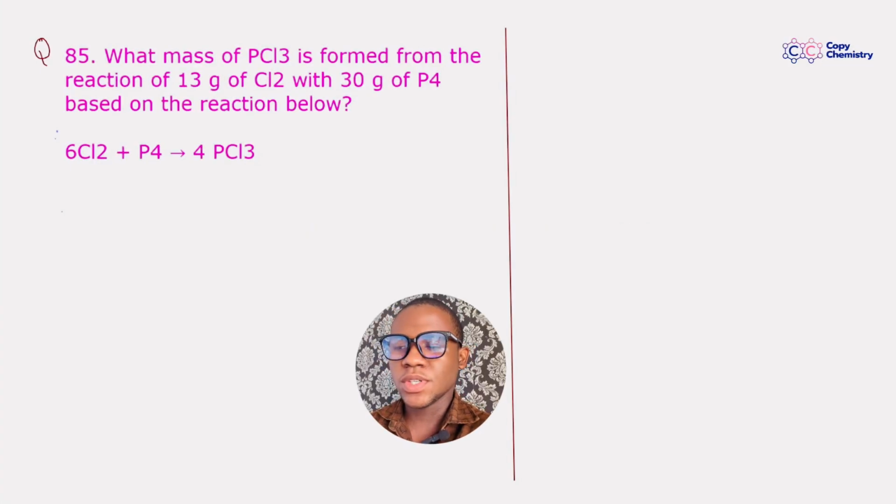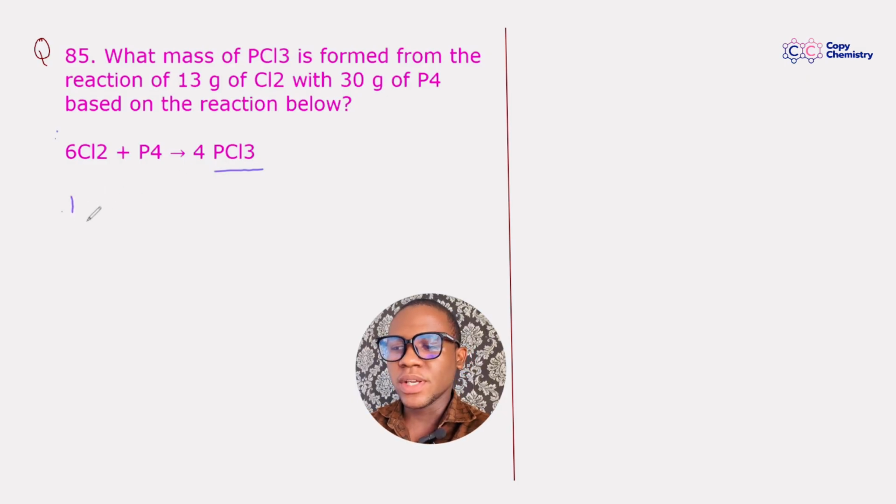Alright, so this is question 85 on stoichiometry. What mass of PCl3, that's our product, is formed from the reaction of 13 grams of Cl2 with 30 grams of P4 based on the reaction below? So we're given the masses, yeah? Let's convert that to moles. I just don't like saying masses here. So let's convert that to moles already.